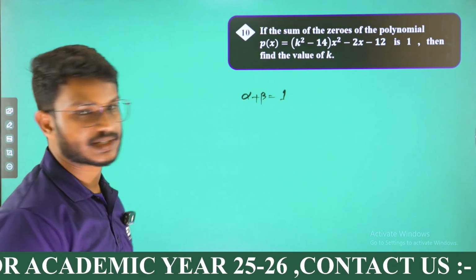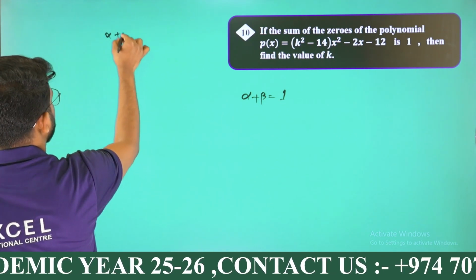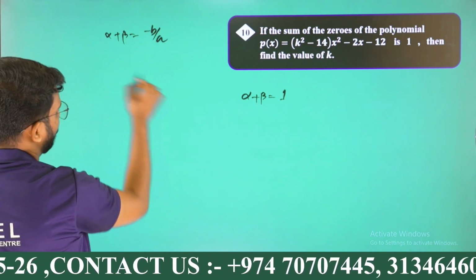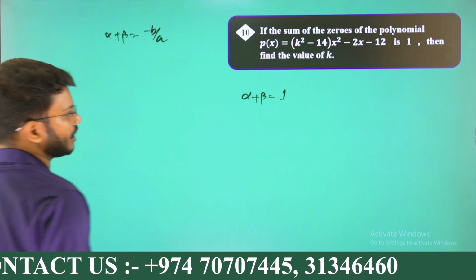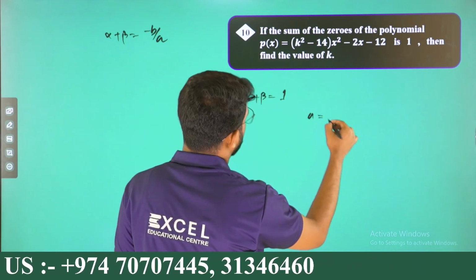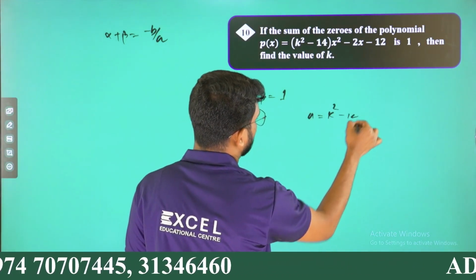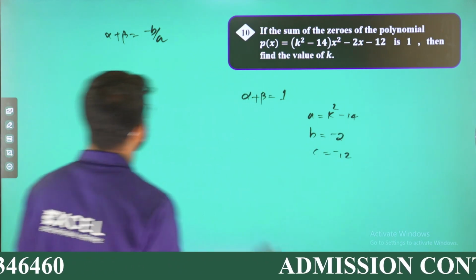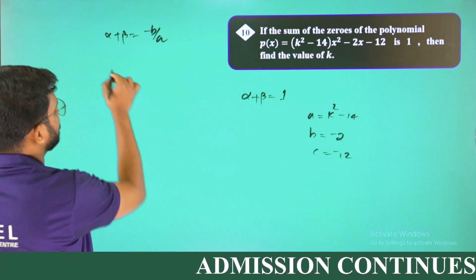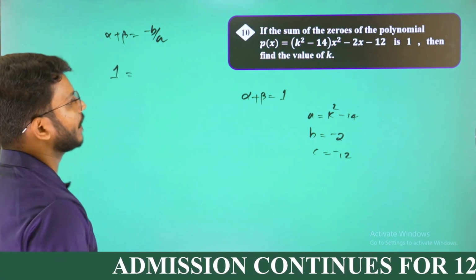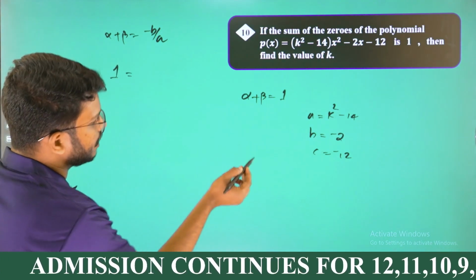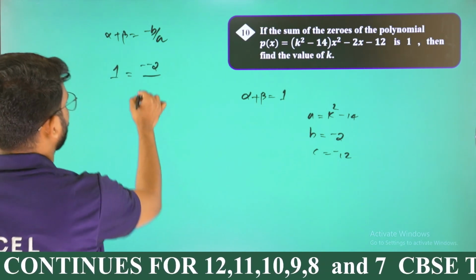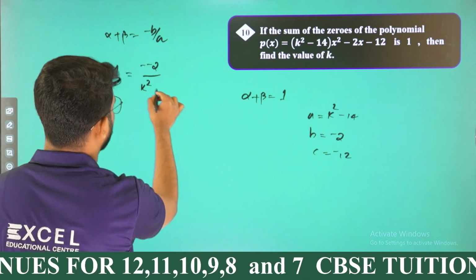So we can use this relation. What is alpha plus beta? Alpha plus beta equals minus B by A. So we can replace alpha plus beta by 1 and then substitute minus B by A. First of all, we can write A equals k squared minus 14, B equals negative 2, C equals negative 12. Alpha plus beta is 1, which is given. 1 is equal to minus B by A. So negative 2 by A is equal to k squared minus 14.